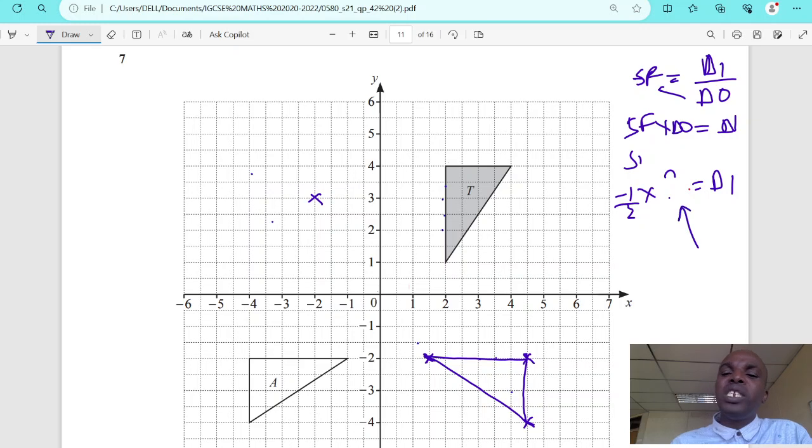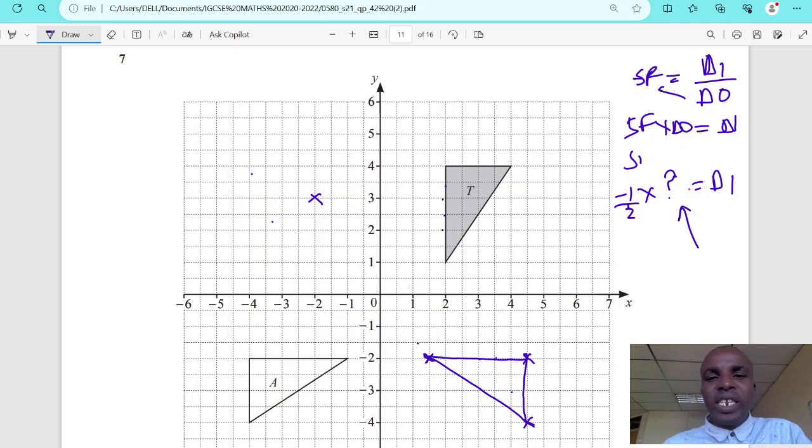Then take point by point. You just measure the distance of the original point from the center, even with a ruler. Then in this case, you are multiplying by half, distance of original times half. Then you get the distance of the image from the center. But in this case, the image is on the opposite side of the center, because of the negative sign.